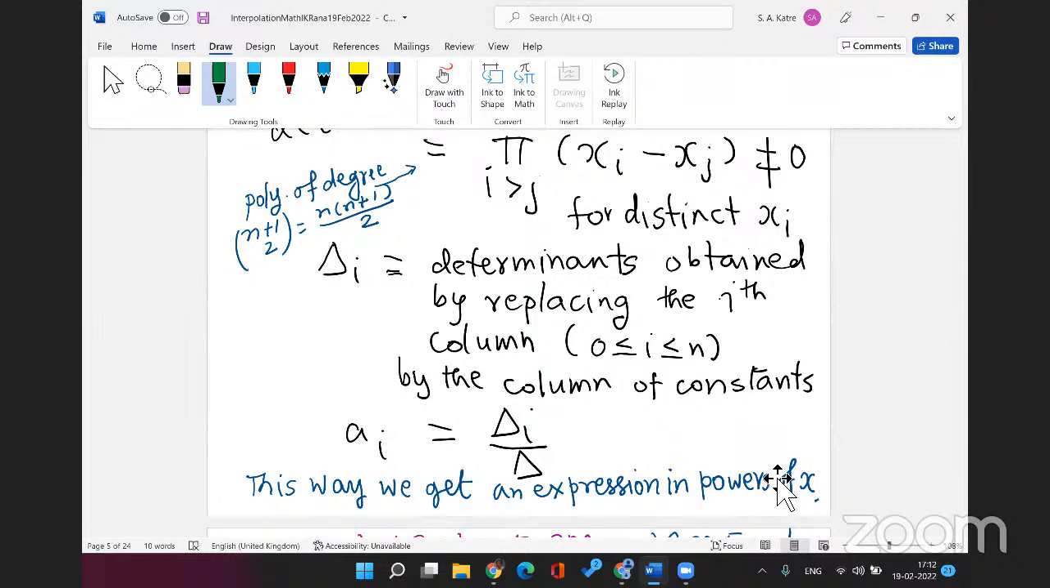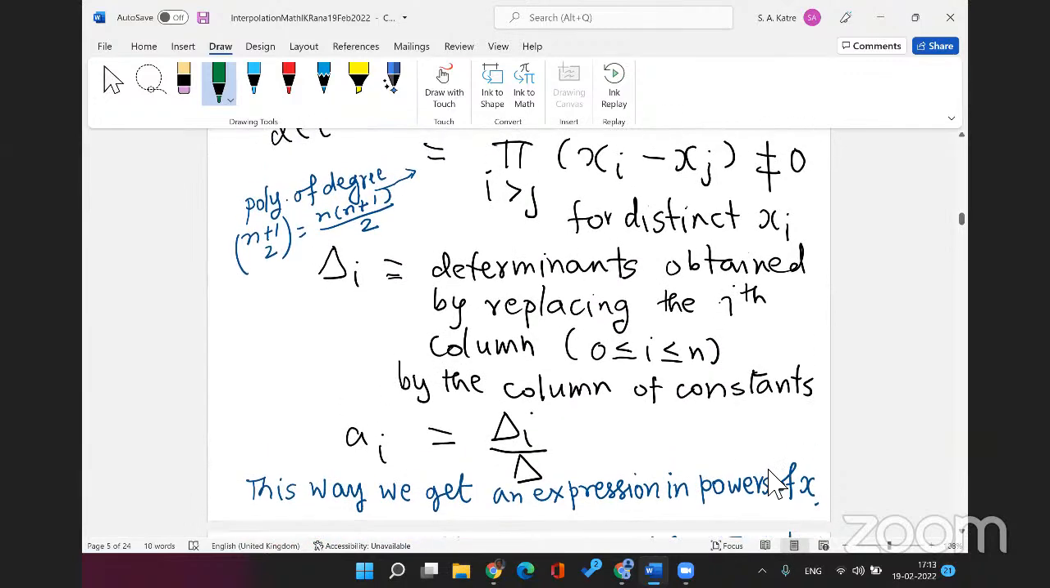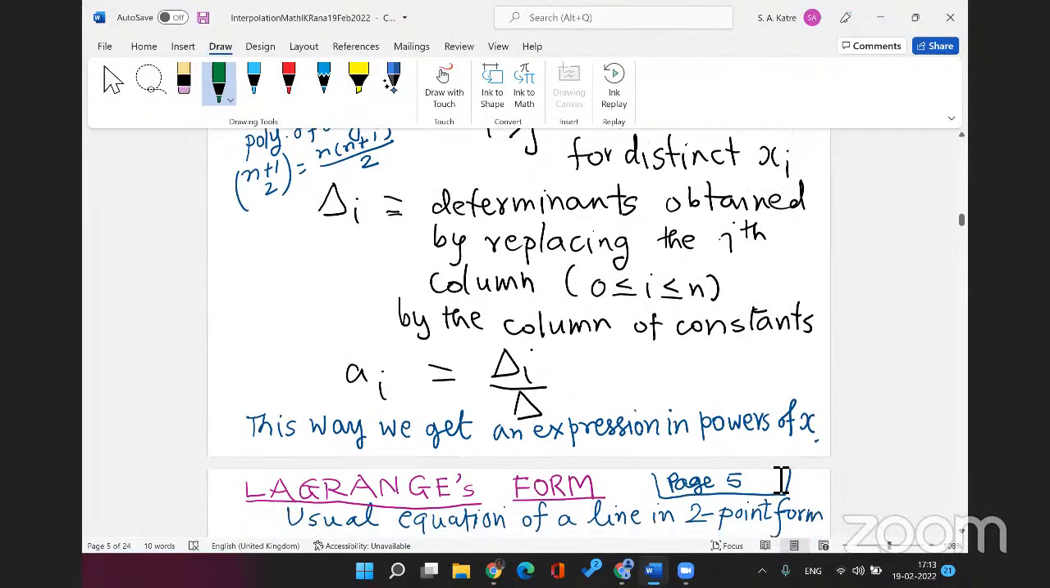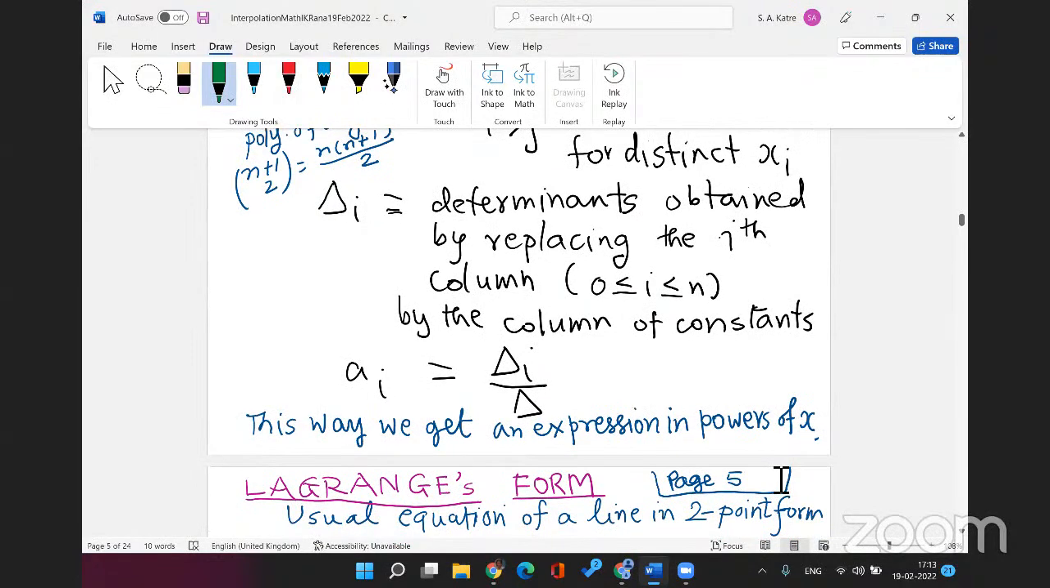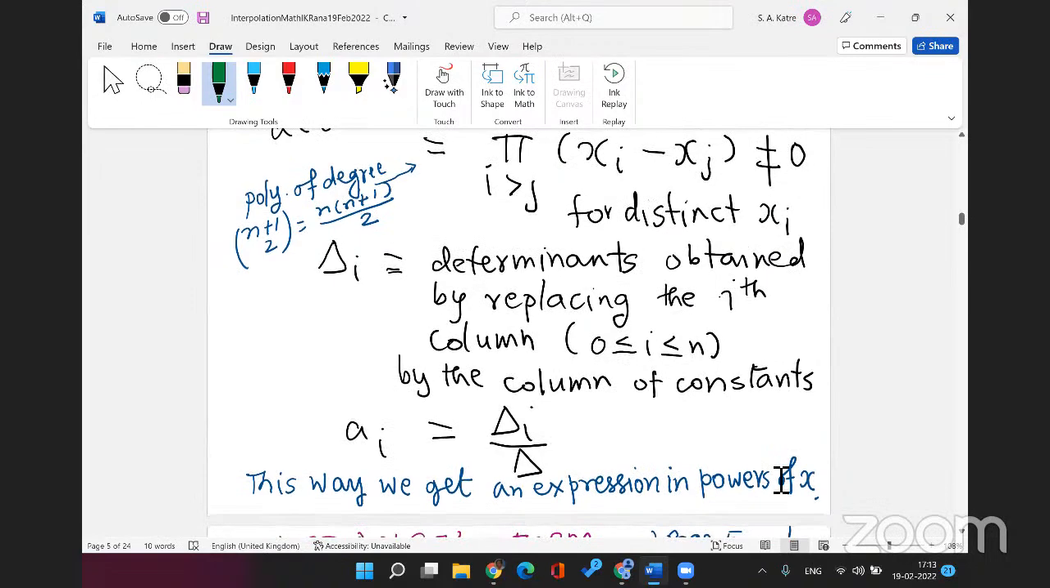And this way you get an expression y equal to f(x), where we get an expression in powers of x. That means the polynomial f(x) is obtained as a combination of the basis elements 1, x, x square, etc., up to x raised to n. So this is one form of this equation that we get. Here, usually people say that finding determinants is a complicated thing. So it may be taking time also to find out this value of ai. But if you want the answer in terms of powers of x, then this is the way of doing it.